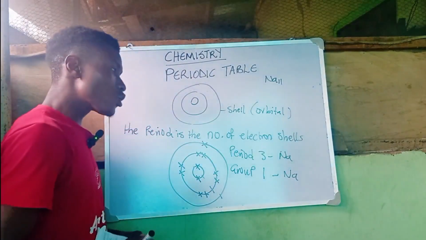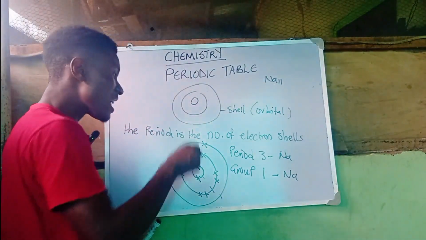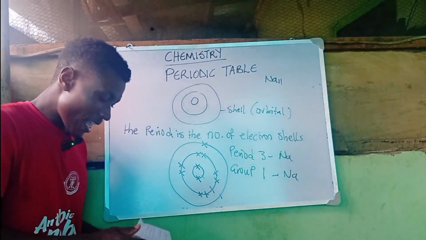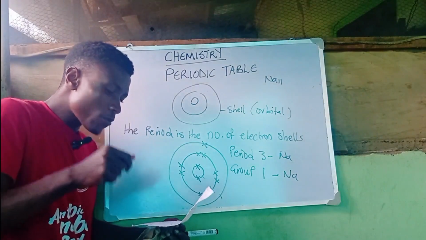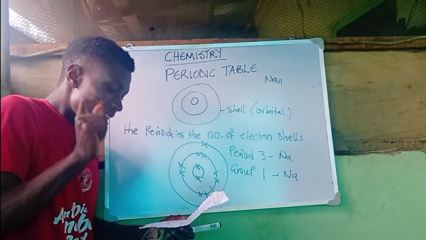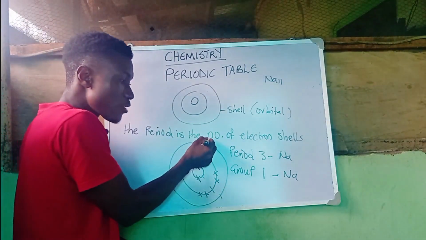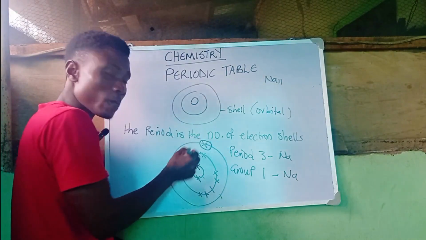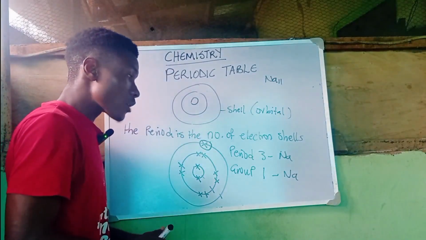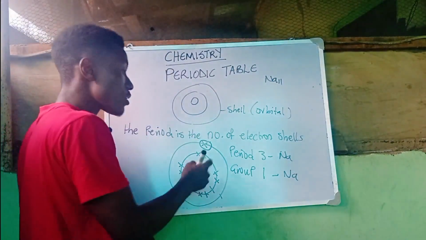How do I know that sodium is in period 3 and is in group 1? We know because the group is the number of valence electrons. Elements in the same group show very similar chemical properties since their atoms have the same number of valence electrons. That is what remains for sodium. So sodium falls in group 1 and falls in period 3.